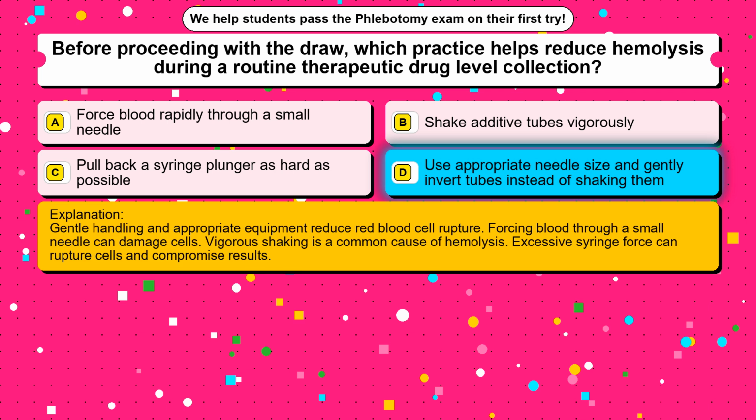Gentle handling and appropriate equipment reduce red blood cell rupture. Forcing blood through a small needle can damage cells. Vigorous shaking is a common cause of hemolysis. Excessive syringe force can rupture cells and compromise results.